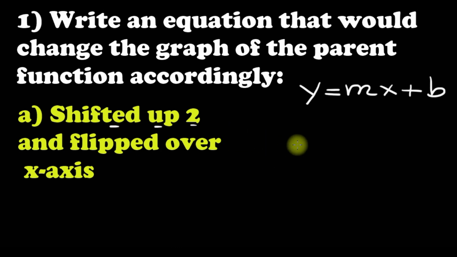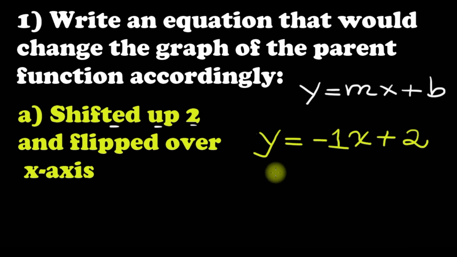Okay? So how do we write this? Your equation is going to be y is, okay, so it's flipped over the x-axis, so your slope is going to be negative. So it's going to be negative 1, right? We don't need to put the 1 there. The 1 doesn't have to be there. So negative 1x. And then because it goes up 2 units, it's going to go plus 2. All right, that's how you come up with the equation.